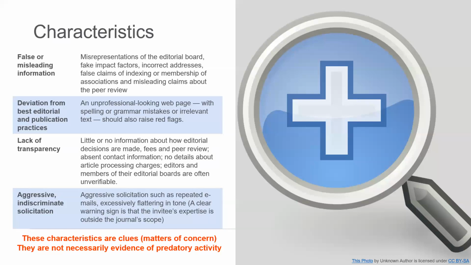Then there would be a lack of transparency, such as very little information about the editorial board or how editorial decisions are made, what fees are incurred, if any, if there's peer review, how the peer review is conducted, no contact information, no details about the editors, or it would not be verifiable, right?